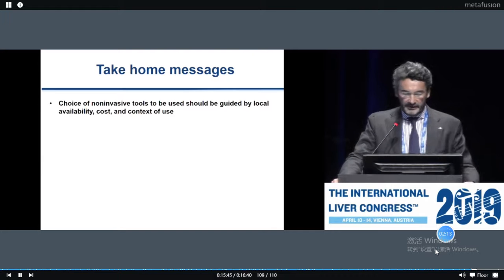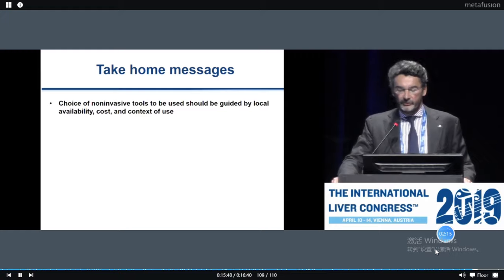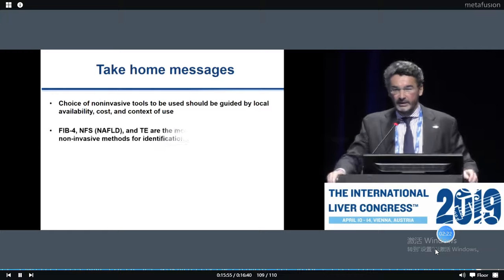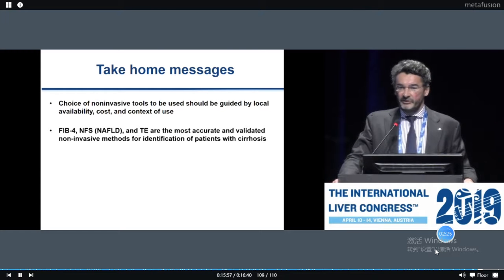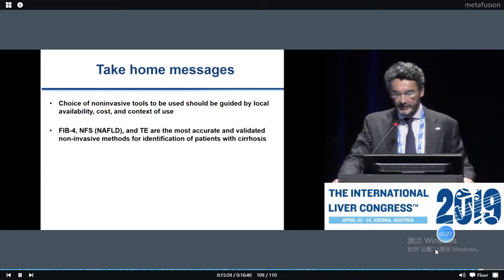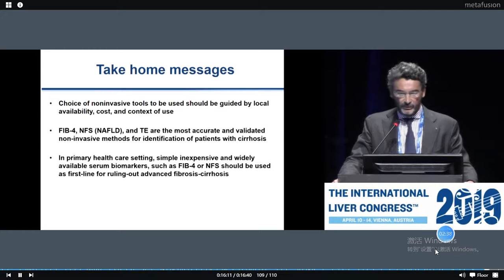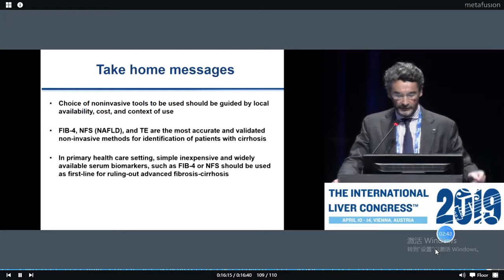So these are my take-home messages. The choice of non-invasive tools to be used should be guided by local availability, cost, and context of use. FIB4, NAFLD fibrosis score in NAFLD, and transient elastography are the most accurate, available and validated non-invasive methods for identification of patients with cirrhosis. If you're in primary health care, simple, inexpensive, and widely available serum biomarkers such as FIB4 or NFS should be used as first line for ruling out advanced fibrosis and cirrhosis.